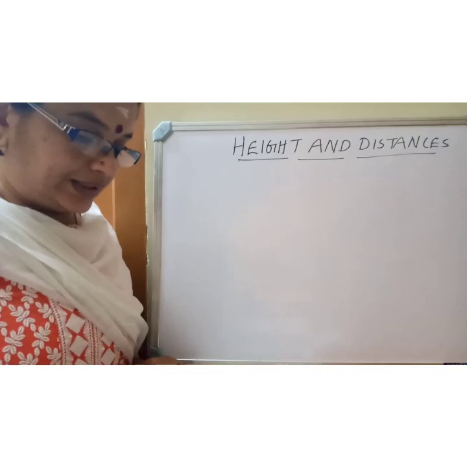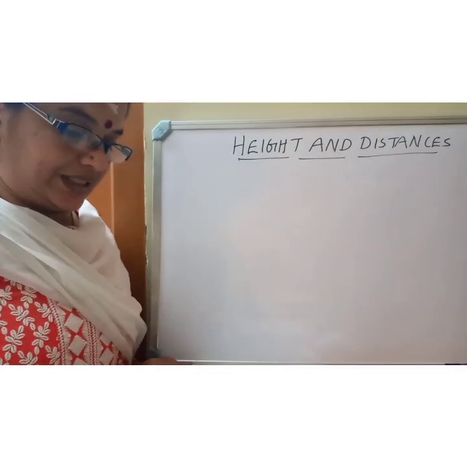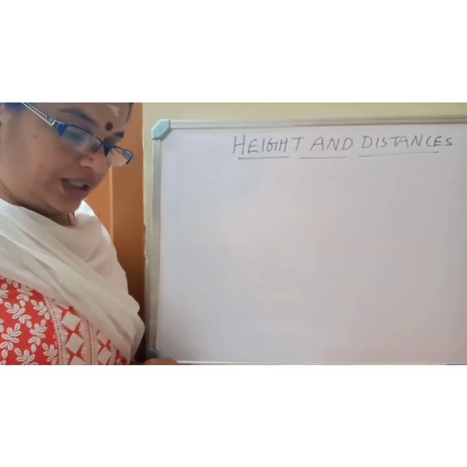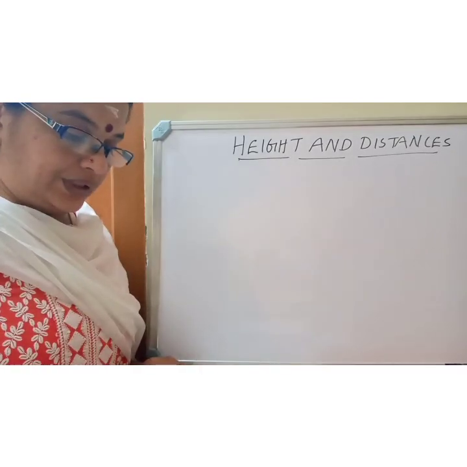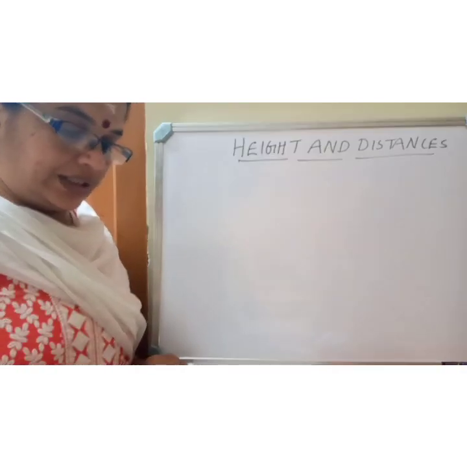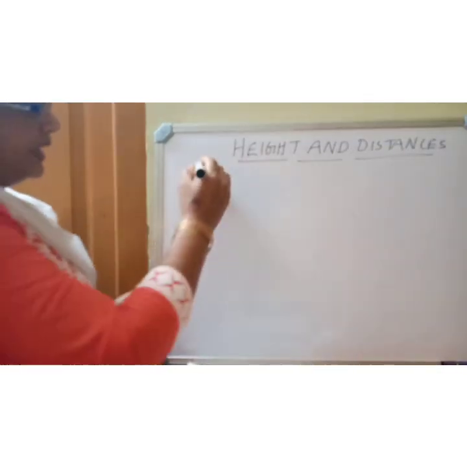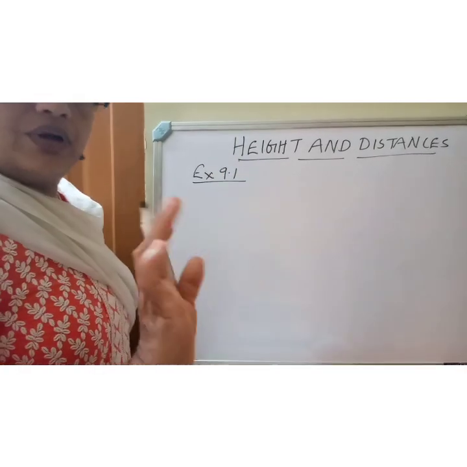A circus artist is climbing a 20-meter long rope which is tightly stretched and tied from the top of a vertical pole to the ground. Find the height of the pole if the angle made by the rope with the ground level is 30 degrees. In the textbook itself they have given the diagram in exercise 9.1, but all the time they will not give the diagram.